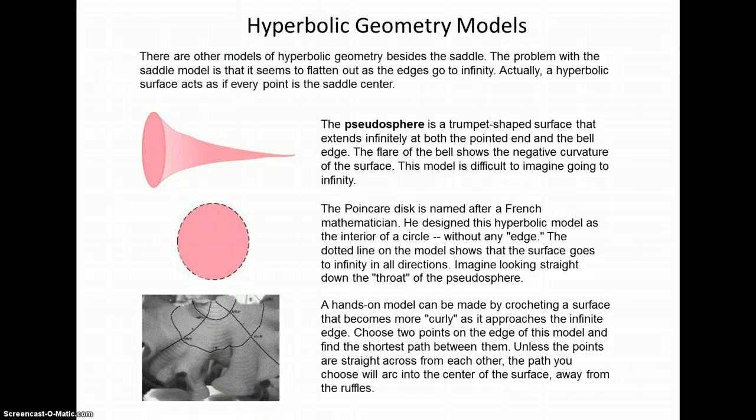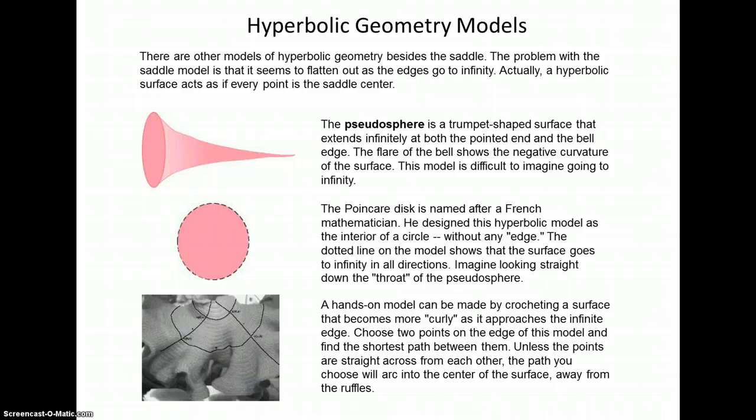There are some models for hyperbolic geometry different from the saddle idea. The pseudosphere is a trumpet-shaped surface that extends infinitely at both the pointed end and the edge of the bell. The flare of the bell shows the negative curvature that we talked about with the saddle. This model is difficult to imagine going to infinity, but it does on both ends.